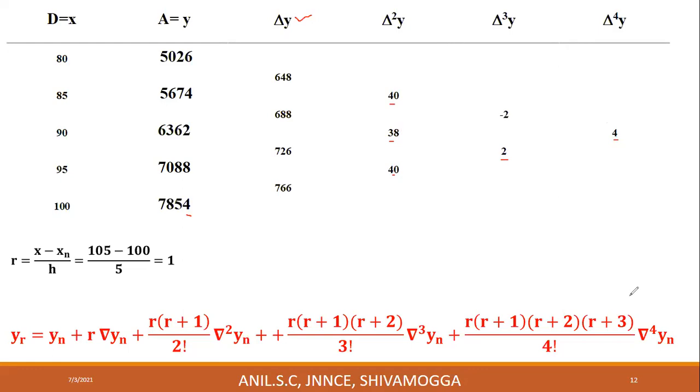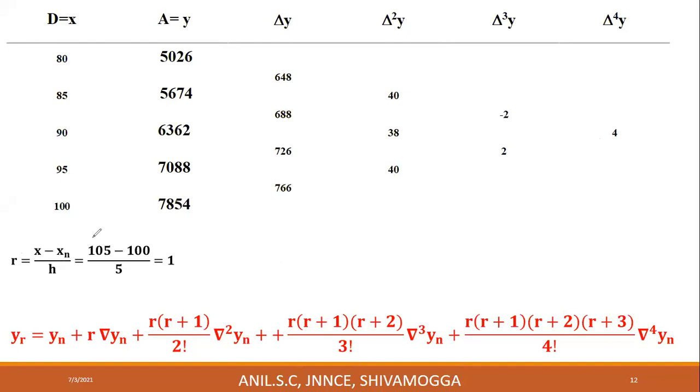What next? Finding R. Which is the appropriate interpolation formula here? Backward interpolation. In case of backward interpolation, R is given by x minus xn divided by h. In case of forward interpolation, R is given by x minus x naught divided by h.